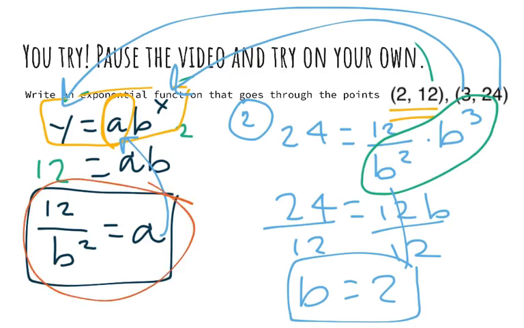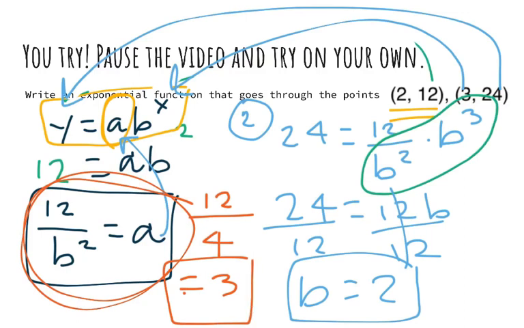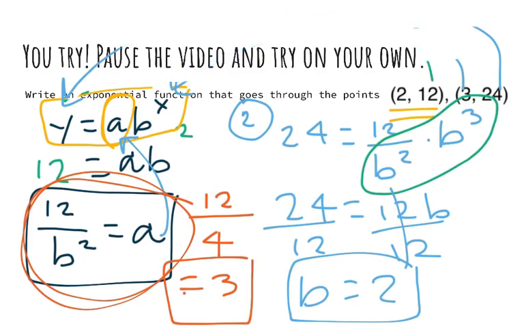If b is equal to 2, I still need to find a, but again, remember I have a really easy formula over here. A is equal to 12 divided by b squared. What is b squared? 2 squared is 4. 12 divided by 4 is 3. So if a is 3 and b is 2, I'm going to come up to the very top of the paper and write down my final answer of y is equal to 3 times 2 to the x power.